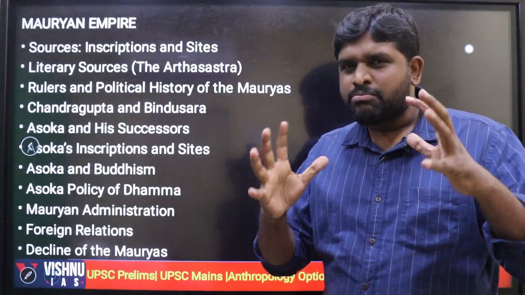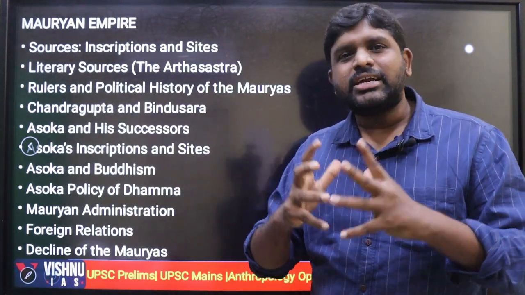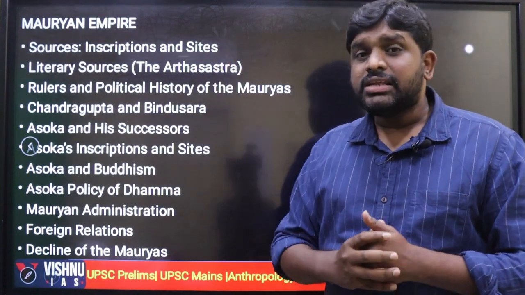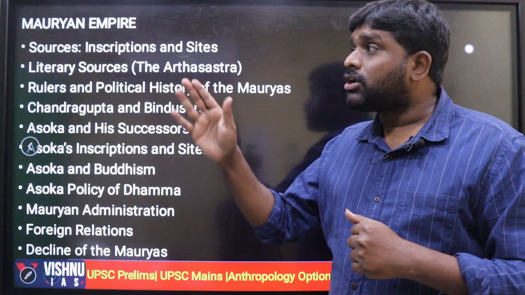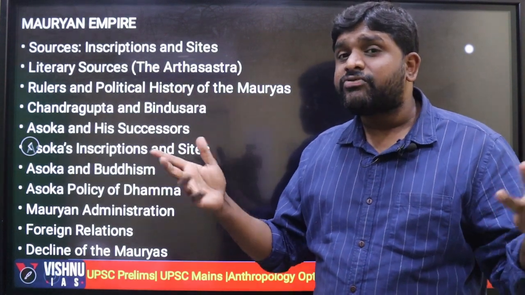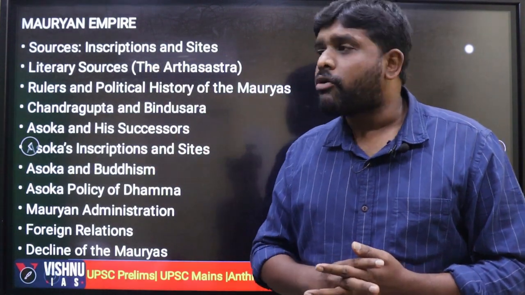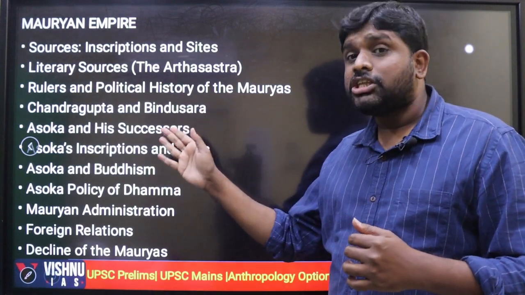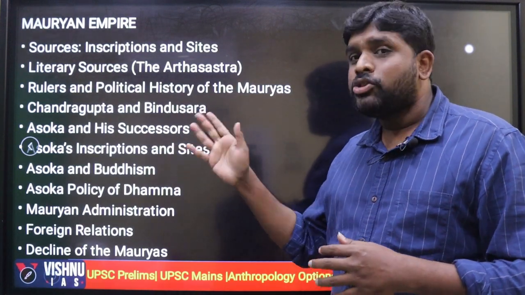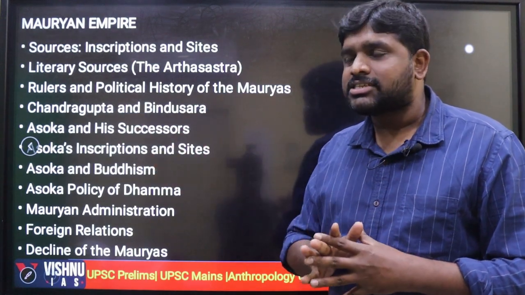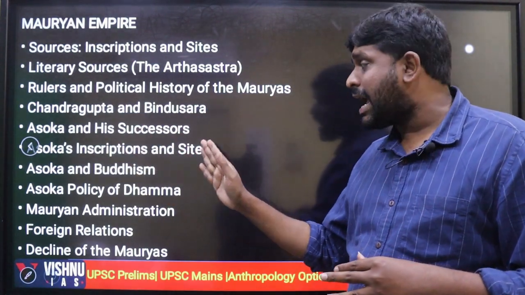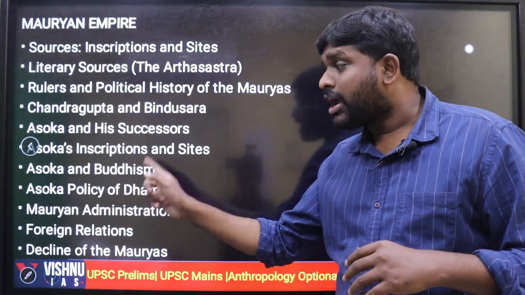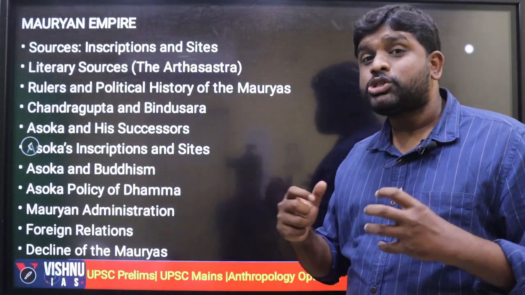Mauryan Empire, a trendsetter we can say in ancient India. What are the inscriptions and sites? What are the literary sources? Like Arthashastra, the famous literary source in the times of the Mauryan Empire. Who are the rulers and what is the political history of the Mauryas? Chandragupta and Bindusara, Ashoka and his successors, Ashoka's inscriptions and his sites, where all he went, why he chose Buddhism, Ashoka and Buddhism, Ashoka's policies of Dhamma.